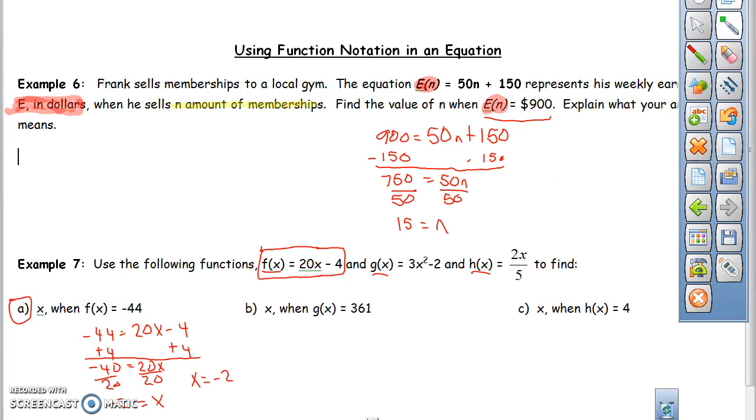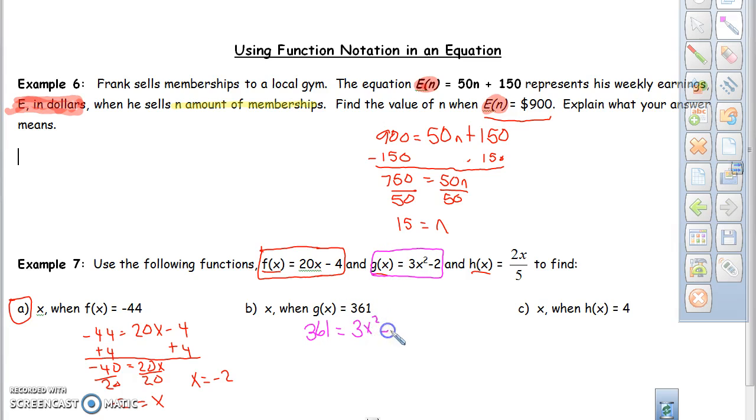Let's go with purple. Find x when g of x is 361. So here's g of x, and g of x is 361. So we can simply say 361 equals 3x squared minus 2. Now start solving your equation.